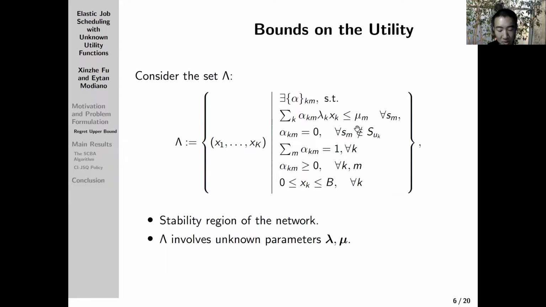We consider the set Lambda defined as follows. Lambda can be interpreted as a stability region of a network. If we take a closer look, X can be thought of as a set of steady-state job size vectors. Alpha encodes the steady-state routing variables that represent the proportion of jobs that are sent from each dispatcher to the servers. Lambda basically represents the set of job size vectors that the system can support in steady state. Note that the set Lambda involves unknown parameters lambda and mu, so it's not readily available, but it can be used to establish some auxiliary bounds.